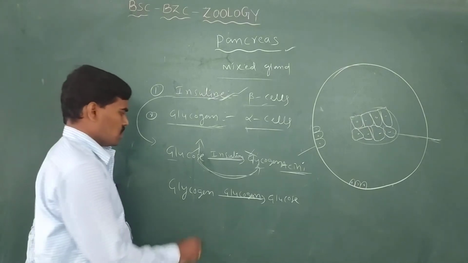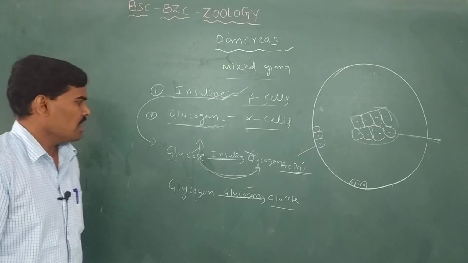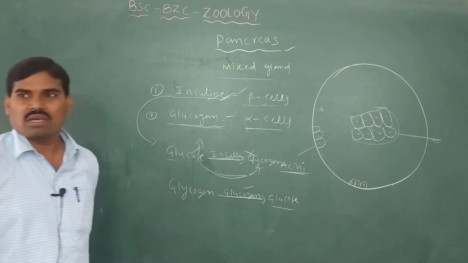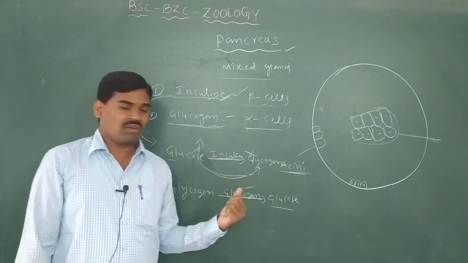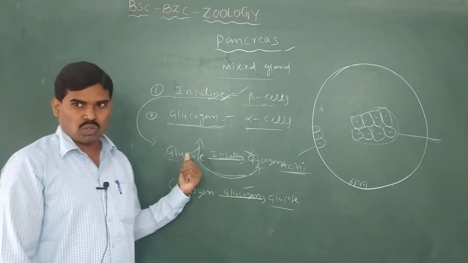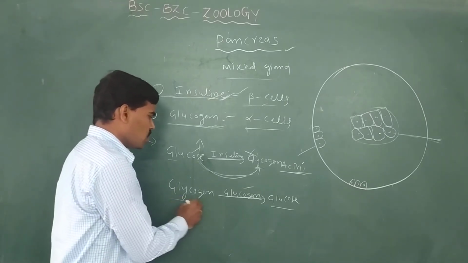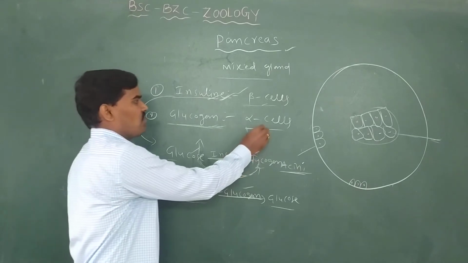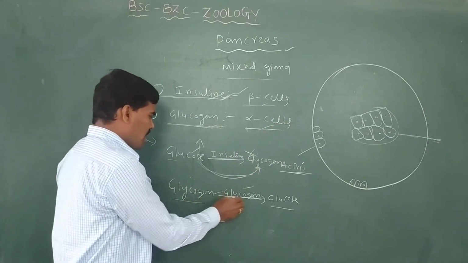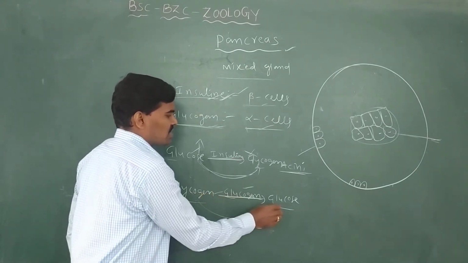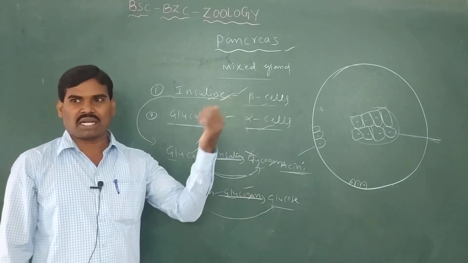Glycogen is converted to glucose in the presence of the enzyme glucagon. Whenever the glucose level in the human body decreases, the alpha cells immediately secrete the glucagon hormone, and glucagon converts glycogen into glucose, which increases the blood glucose level.